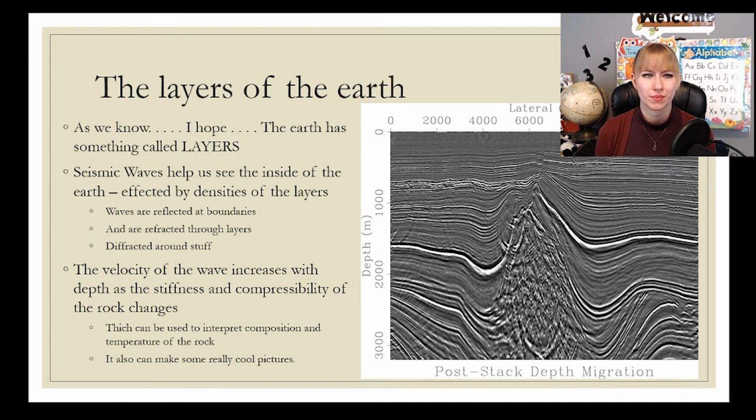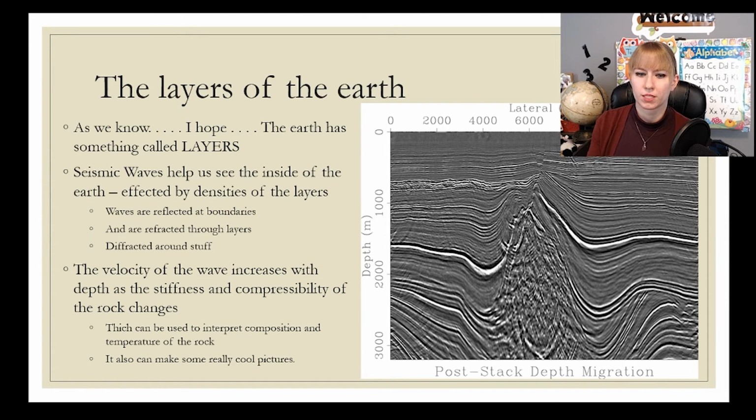So as we know, I hope we know, the Earth has something called layers, meaning you have a surface, you have a mantle, you have a core. And within that, we break it up even further. Seismic waves help us see the inside of the Earth, and this is affected by the densities of the layers. Remember, seismic waves travel through liquid, some only travel through solid, and so solids aren't all the same density.